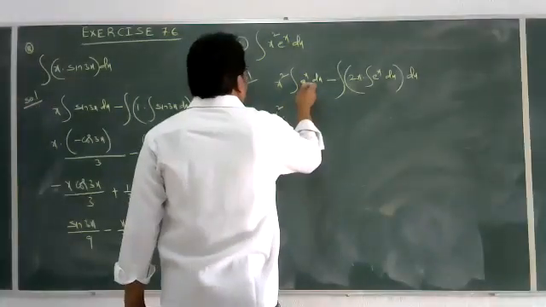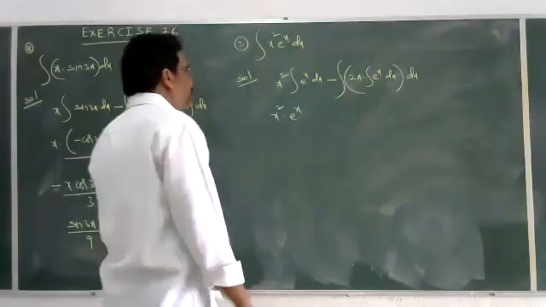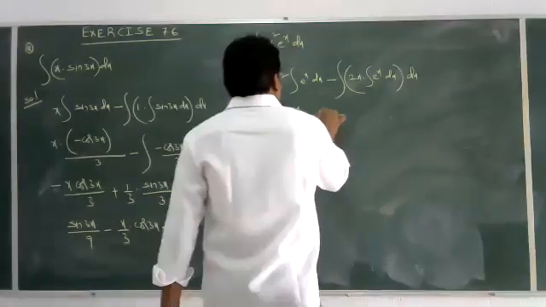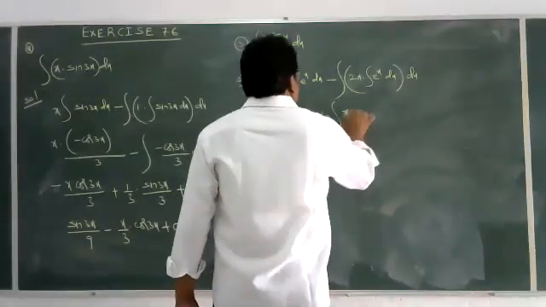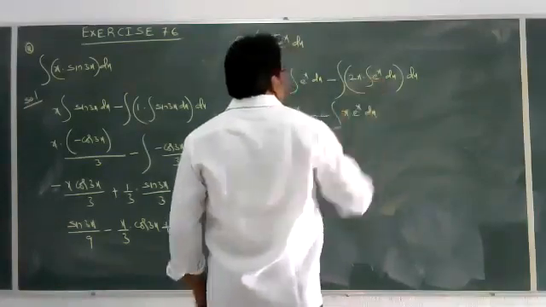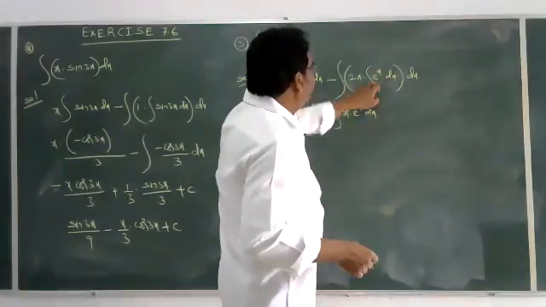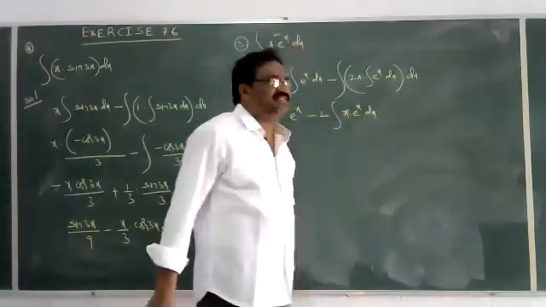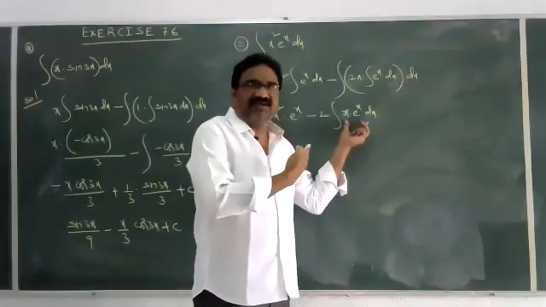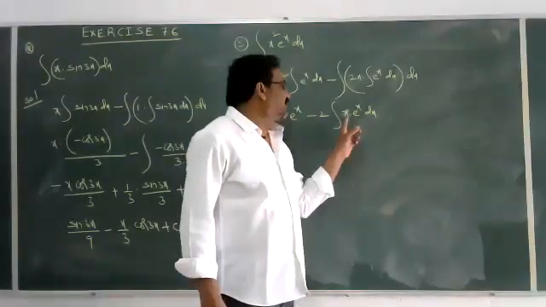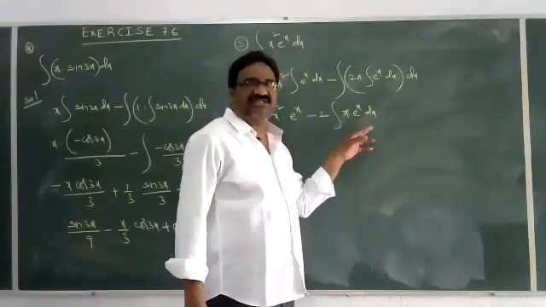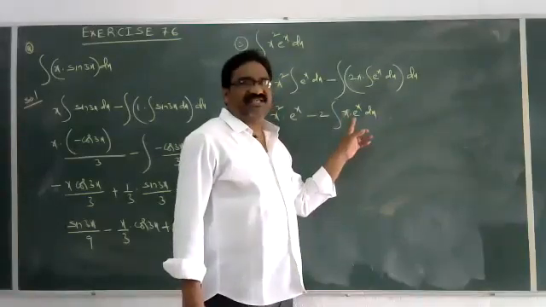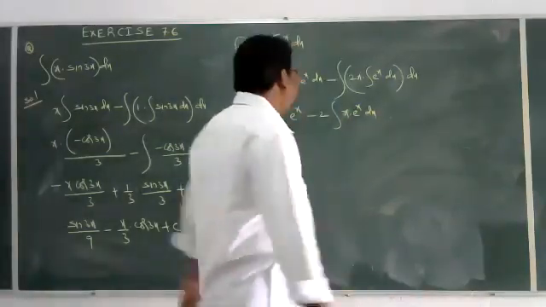So x square into e power x, the integration of e power x is e power x, minus 2 into integration of x into e power x dx. Why? Here e power x integration is again e power x. Here x is there, 2 is outside. X into e power x: here again you go for the integration by parts formula. Here x is the first function, e power x is the second function. One function is x, another function is e power x. That's why here again we apply integration by parts.